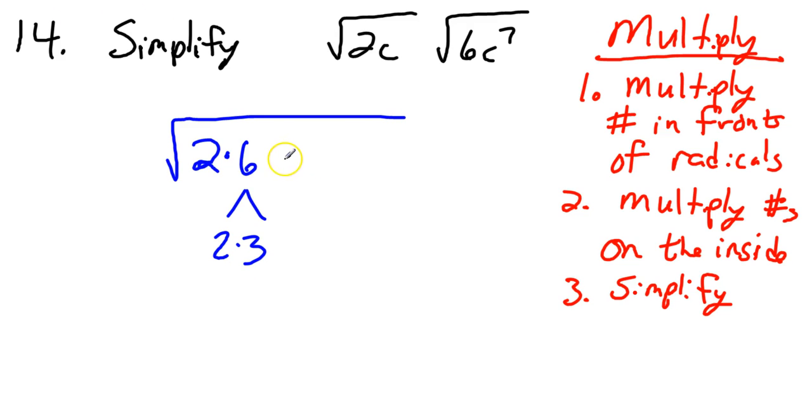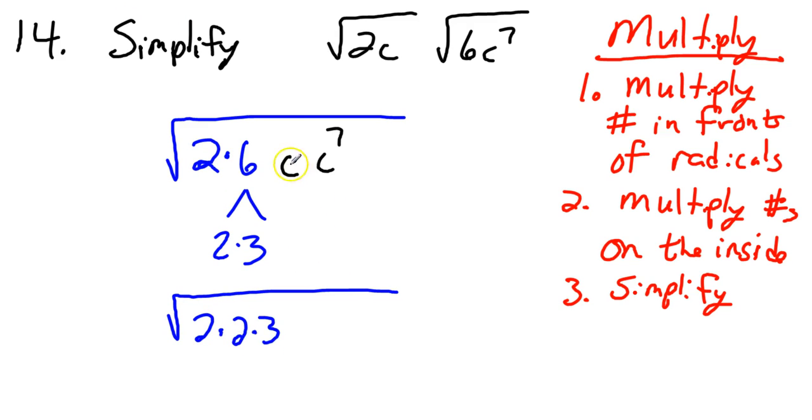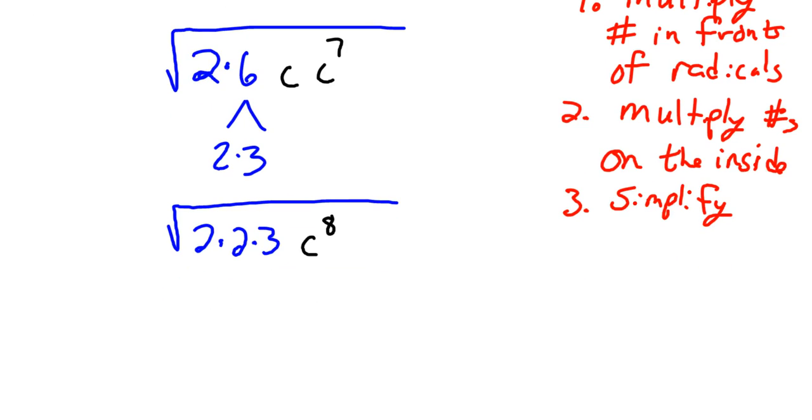And then with the variables, you've got 1c here and you've got c to the 7th, so just write those behind it as well. So it's 2 times 6 times c to the 7th. All right, and number-wise, that's 2 times 2 times 3. And you got 1c and 7c, so altogether you have 8 c's. And now you're just going through and simplifying what you can do. You got a pair of 2's, so take the 2 out. That 3 stays on the inside, so it's good to go.